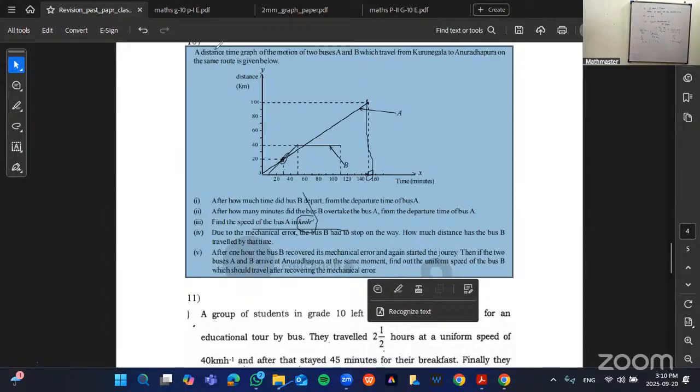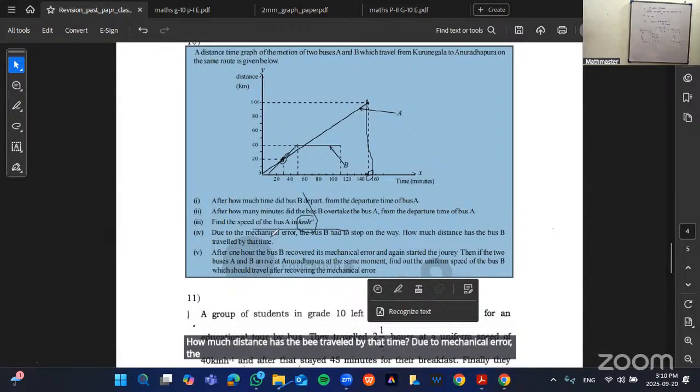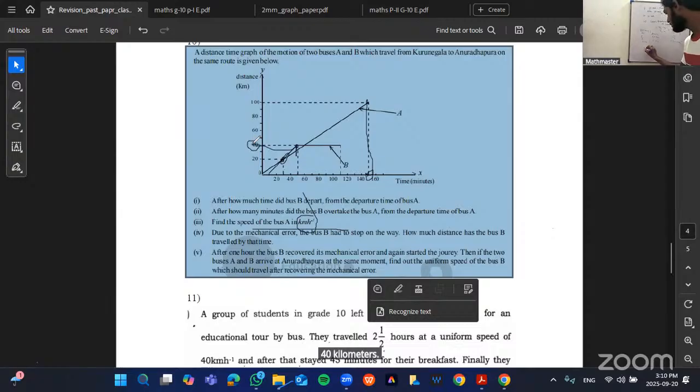Here is the third part. Then the next one. Due to the mechanical error, the bus B had to stop on the way. How much distance has the bus B traveled by that time? Due to mechanical error means somewhere here, right? Somewhere here, the B had to stop. How much distance has bus B traveled by that time? Yes, the distance is what? 40 kilometers. Problem number 4, 40 kilometers.